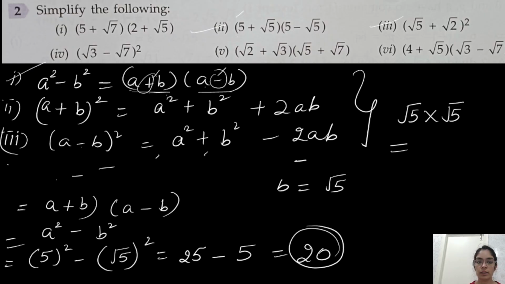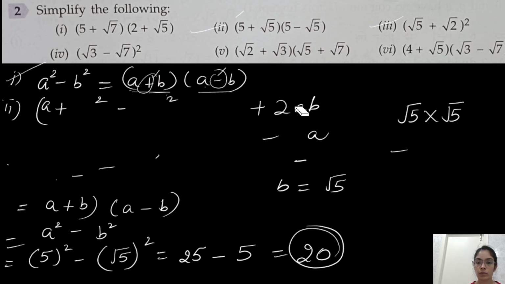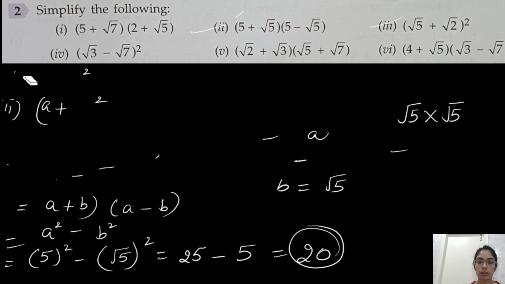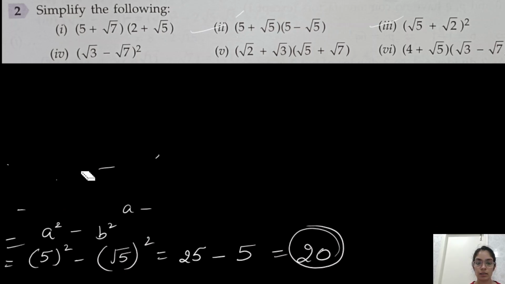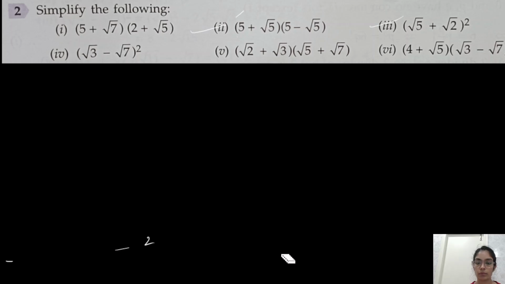Now let's do the next one, the fourth one. In the fourth one also we can use an identity. I'm sure you have made out which identity we have to use here. It's a direct question, given to us in the form of an identity.